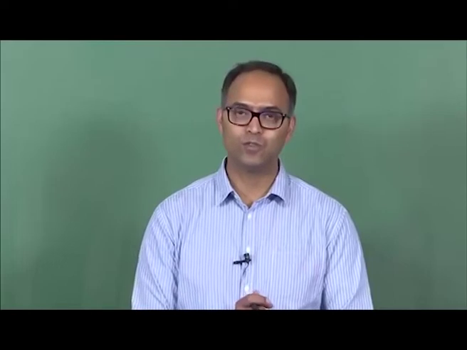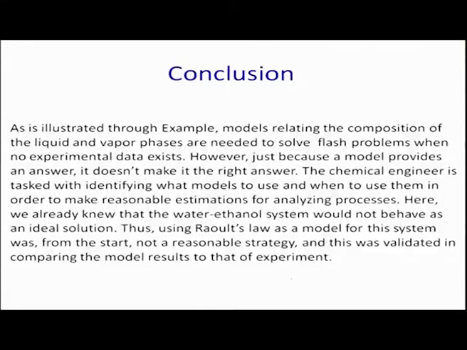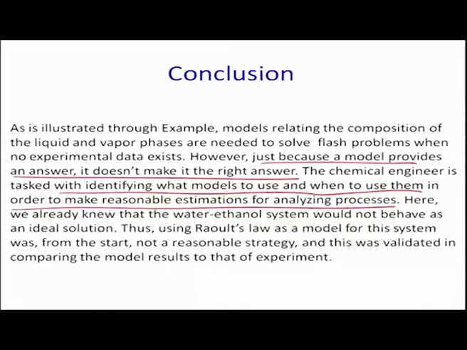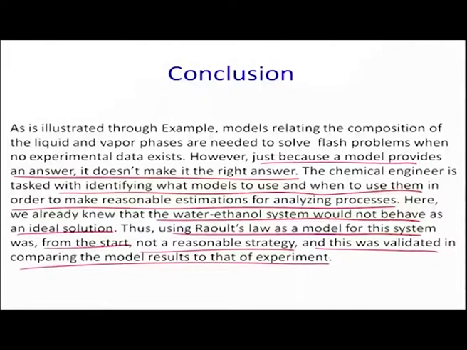Knowing this, we should not have used that, and that is something important, and this is an example where we should conclude that just because a model provides an answer, it does not make it the right answer. The chemical engineer is tasked with identifying what models to use and when to use them in order to make reasonable estimations for analyzing processes. Here we already knew that the water ethanol system would not behave as an ideal solution. Thus, using Raoult's law as a model for this system was from the start not a reasonable strategy, and this was validated by comparing the model results to that of experiment. So, this is something we can conclude based on this exercise.